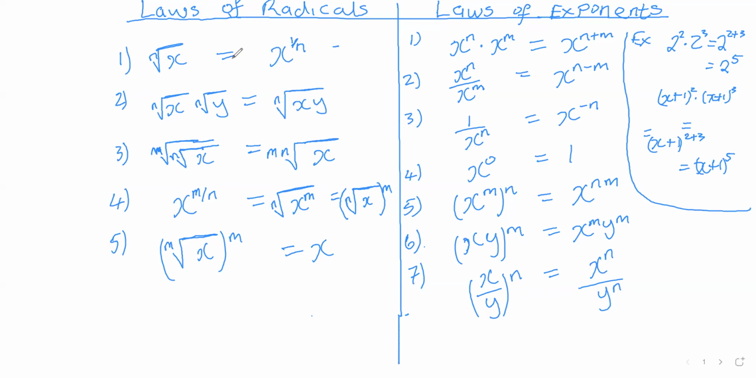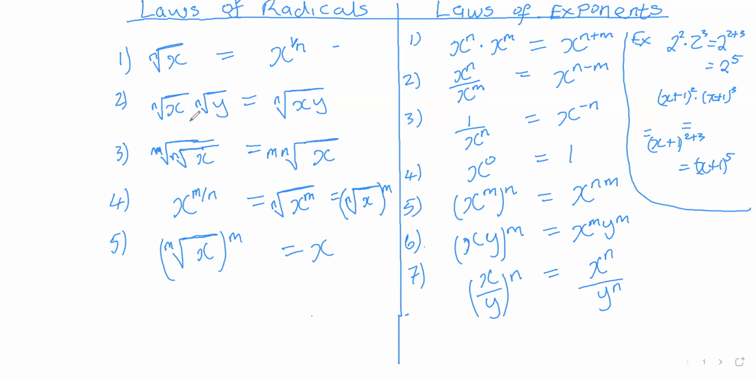Then we have the laws of radicals. The first one says the nth root of x can also be written as x to the 1 over n. This law is used to write radicals in their exponential forms and exponents in their radical forms. It's one of the most important laws of radicals and exponents, as we will see much later.